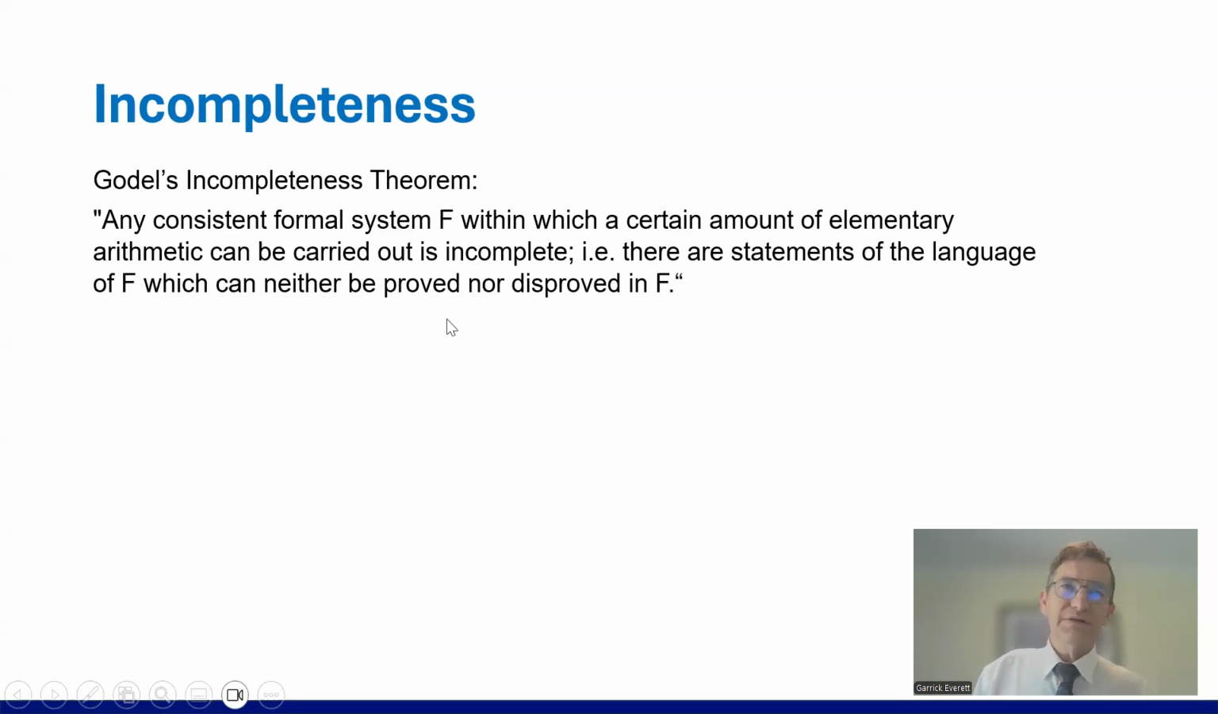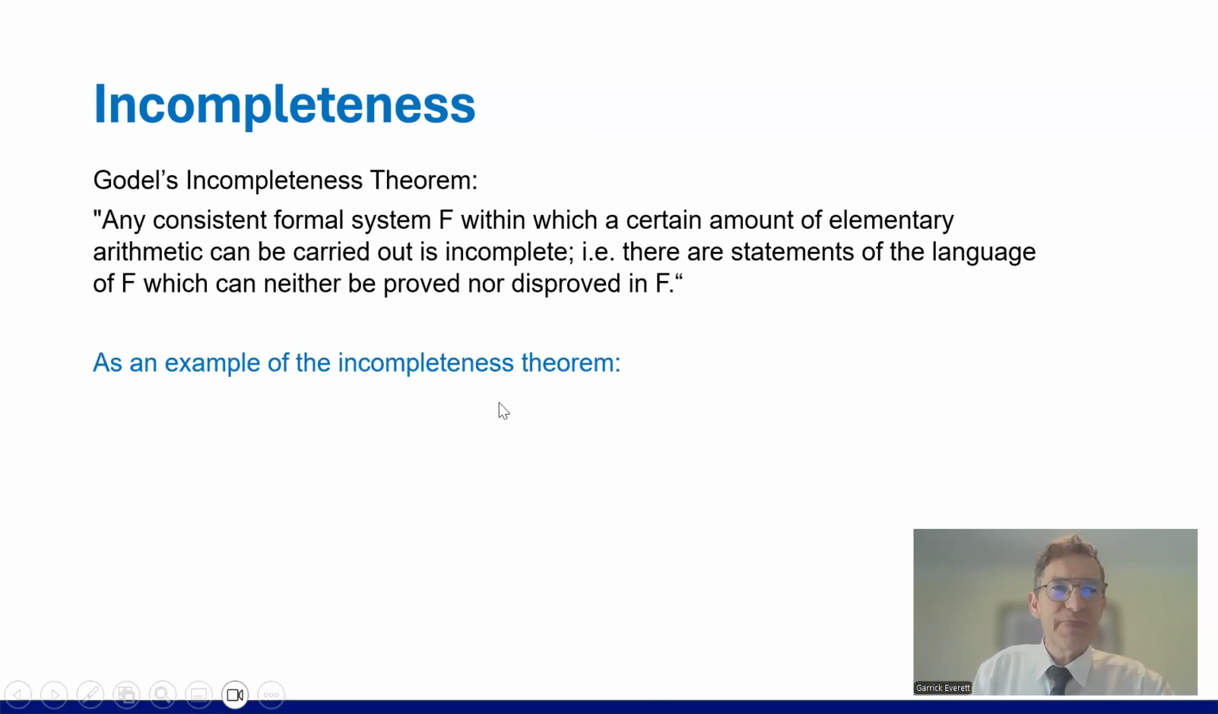Incompleteness. So there's Gödel's incompleteness theorem, and this is where you really start getting theoretical. Any consistent formal system F within which a certain amount of elementary arithmetic can be carried out is incomplete, i.e. there are statements of the language of F which can neither be proved nor disproved in F. Okay, might have to say that a few times, so let that sink in.